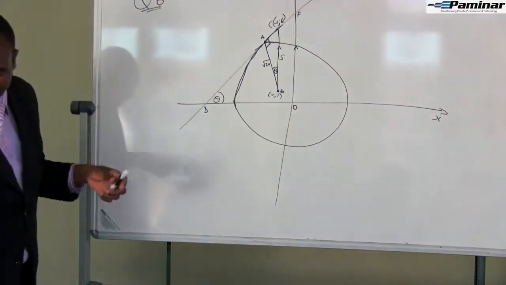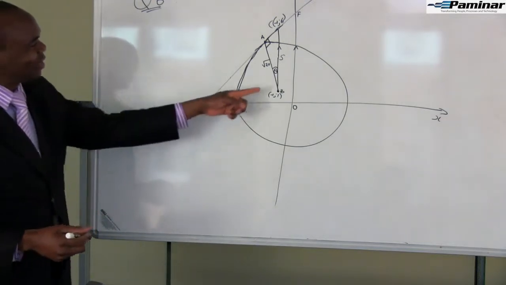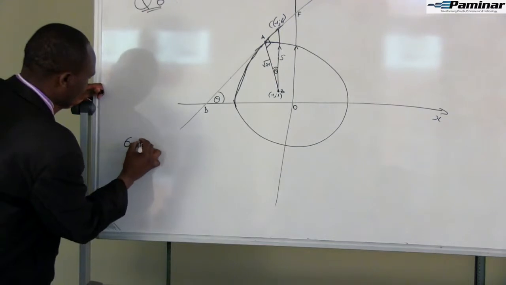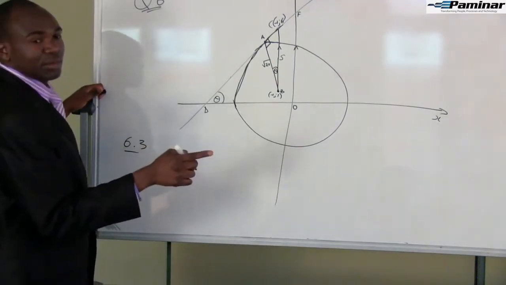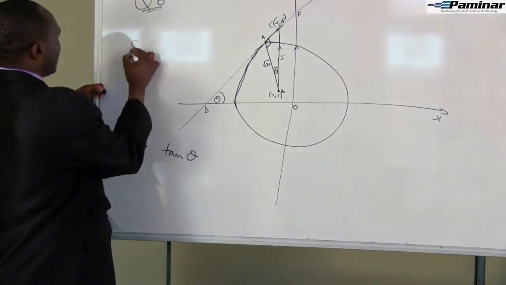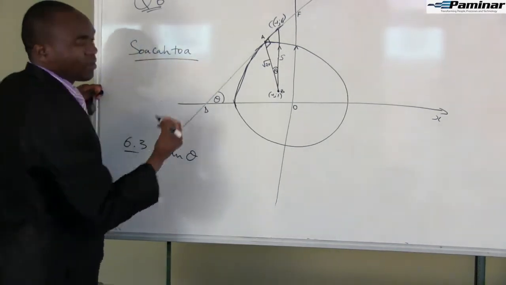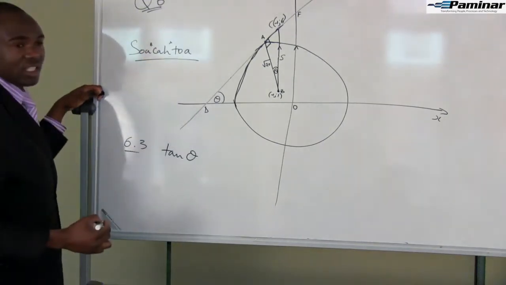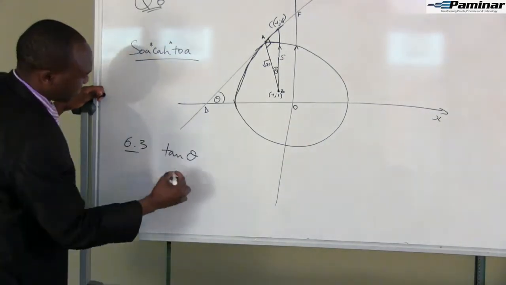It says there, write down the value of tan theta. You are given theta there. Now write down the value of tan theta. Remember when they say to you write down, it's very simple. Now tan theta, you know this thing, eh? Very well. So what is tan theta?